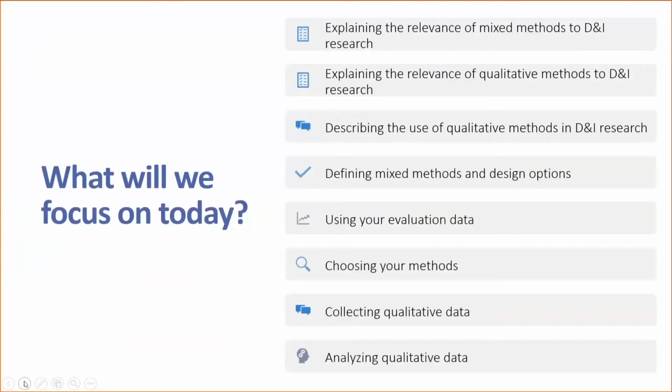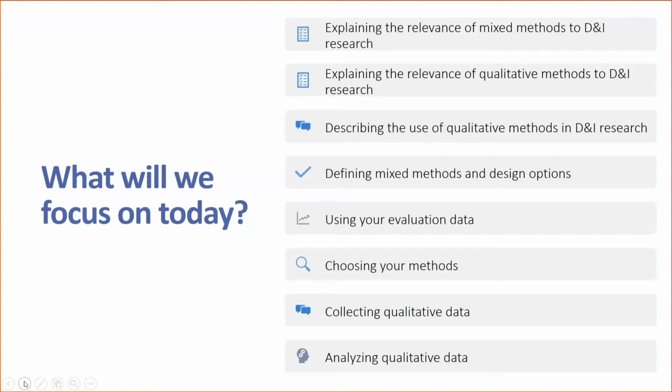So what we're going to focus on today in our brief time together is really what relevance mixed methods has to dissemination and implementation, or D&I research, and particularly what relevance qualitative methods have to D&I research. I'll talk briefly about the use of qualitative methods in D&I research, and then we'll get into some definitions and design options related to mixed methods implementation evaluations in particular. And we'll think briefly about the use of evaluation data across different study designs and some methods decision making.